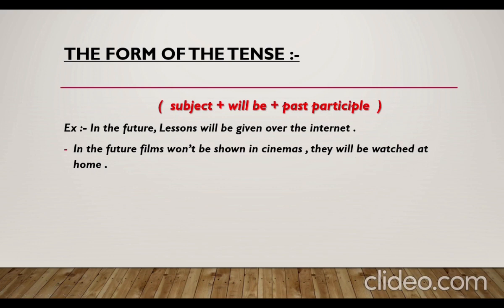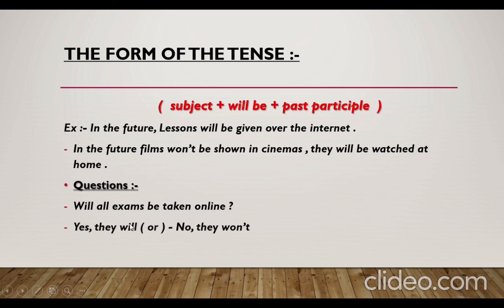To form a question by using the future passive tense, we use will at the beginning as a question word. For example, will all exams be taken online? The answer for this question will be yes, they will, or no, they won't. This was the second structure of Unit 8 Grammar.